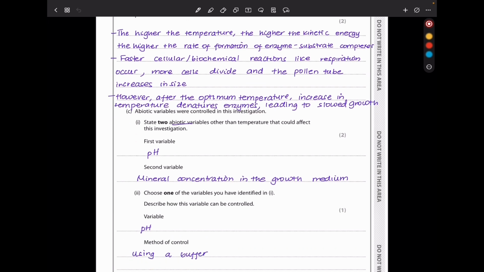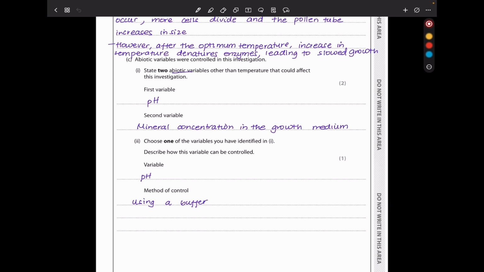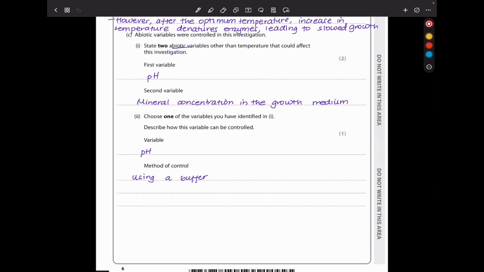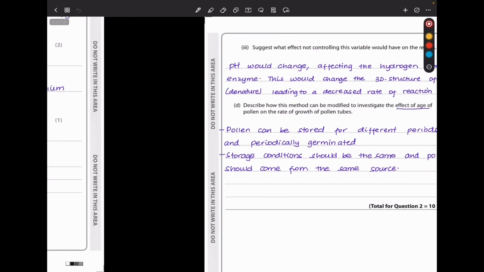In part C, abiotic variables were controlled in this investigation. State 2 abiotic variables other than temperature that could affect this investigation. The first variable I chose is pH, and the second one could be mineral concentration in the growth medium. Then they say choose one of the variables you have identified in 1 and describe how this variable can be controlled. The variable I chose was pH, and we can control that using a buffer.